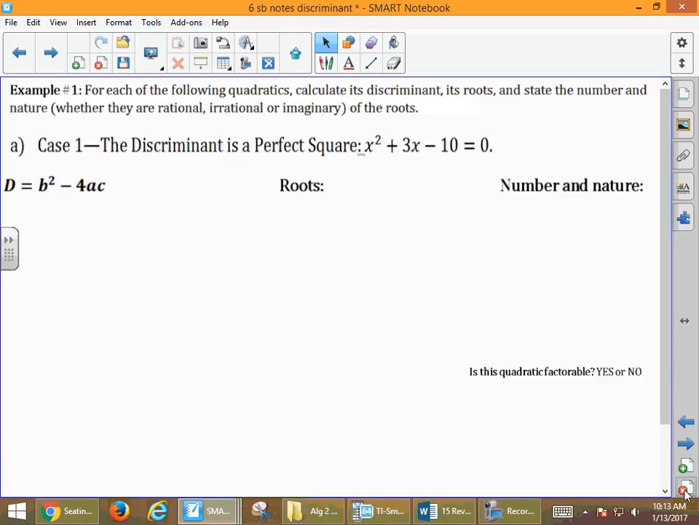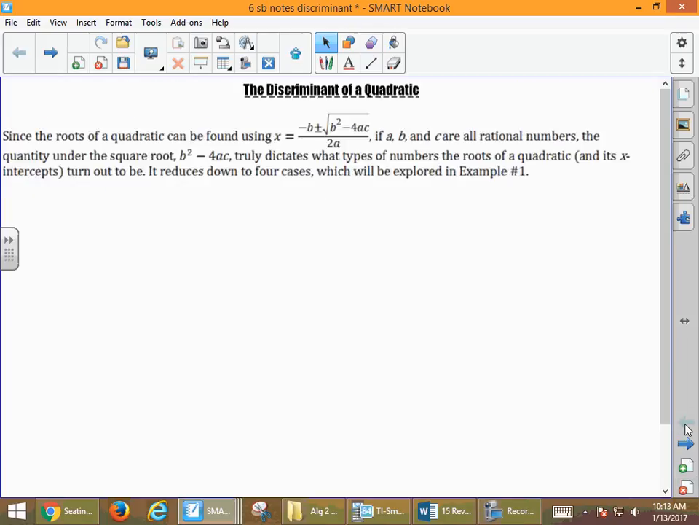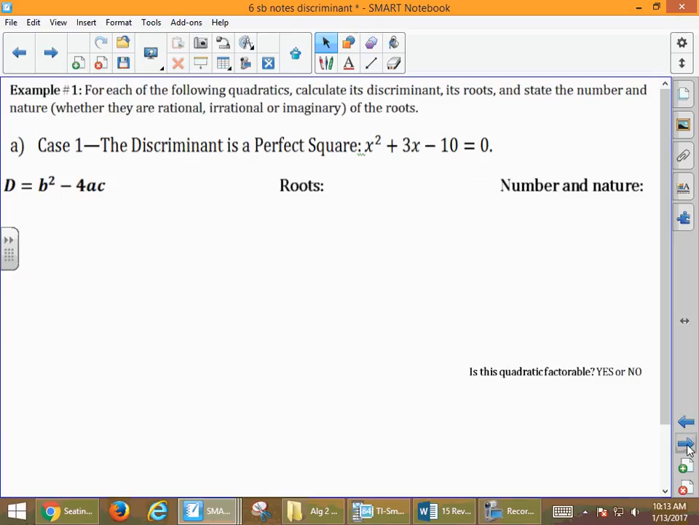So I think I glossed over it. I'm going to go back here. The discriminant is b squared minus 4ac. No radical, and it's in here in case 1 as well. The discriminant equals b squared minus 4ac. No radical. It's the value underneath the radical.